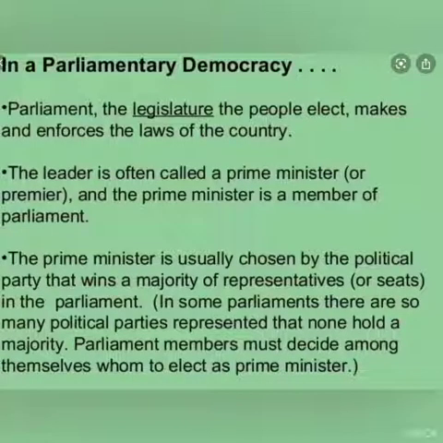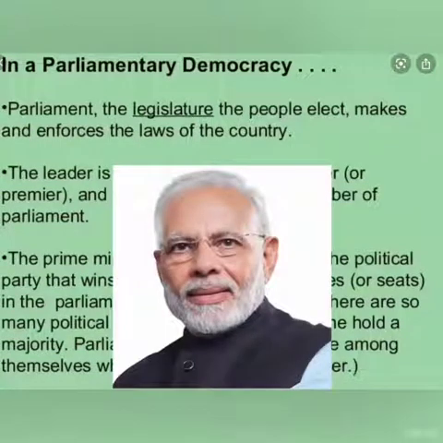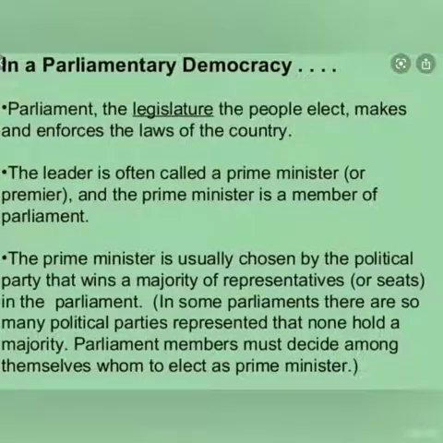In a parliamentary democracy, the leader is often called a prime minister, and the prime minister is a member of parliament. The prime minister is usually chosen by the political party that wins a majority of representatives or seats in the parliament. In some parliaments, there are so many political parties represented that none hold a majority. Parliament members must decide among themselves whom to elect as prime minister.